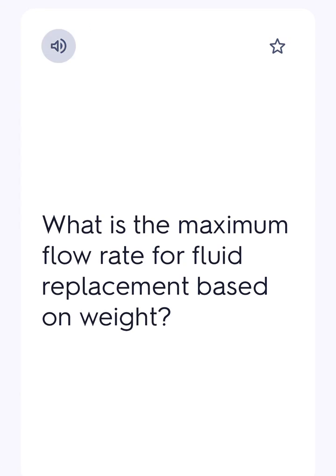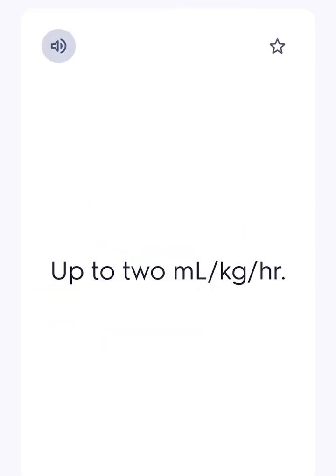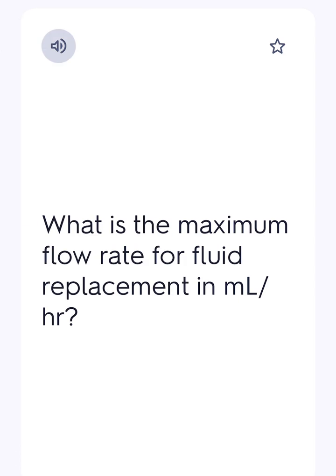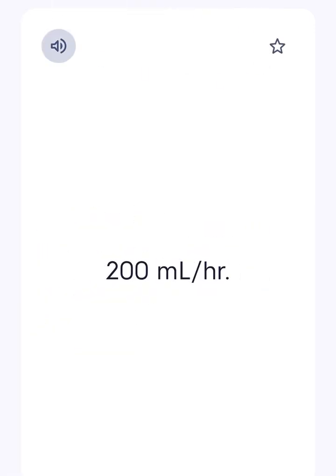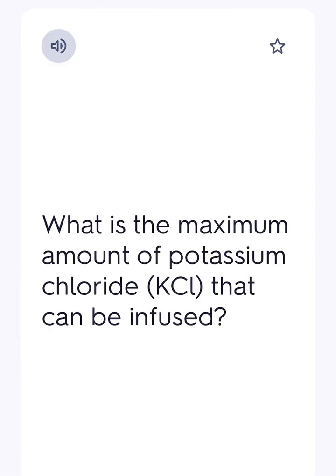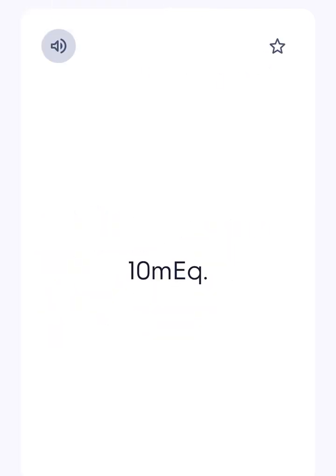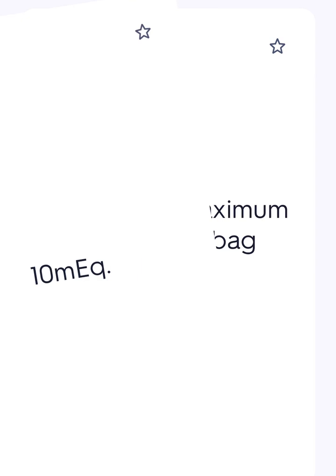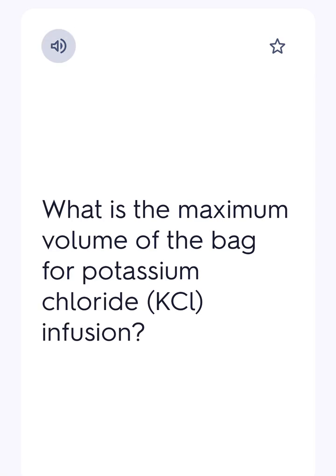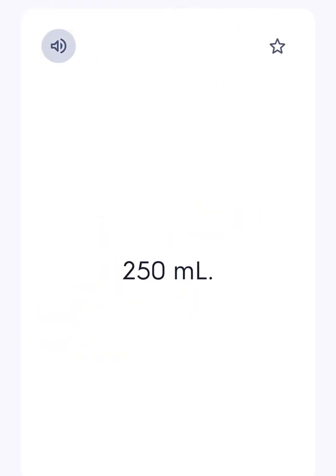What is the maximum flow rate for fluid replacement based on weight? Up to 2 milliliters per hour. What is the maximum flow rate for fluid replacement in ml/hr? 200 milliliters per hour. What is the maximum amount of potassium chloride that can be infused? 10 mg. What is the maximum volume of the bag for potassium chloride infusion? 250 milliliters.